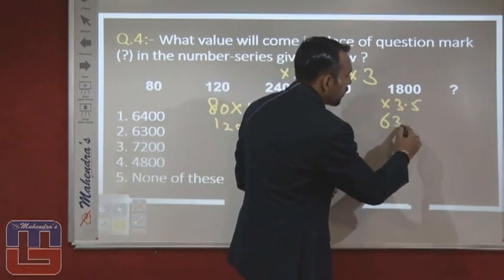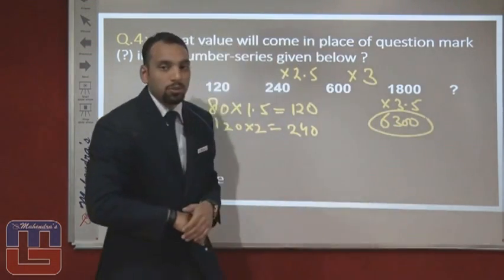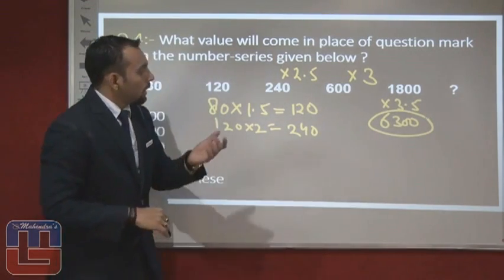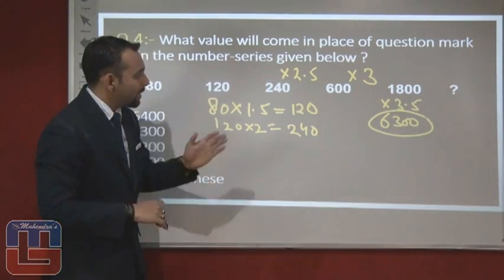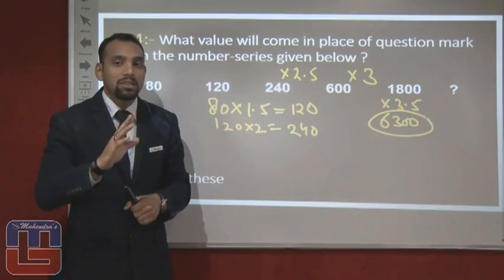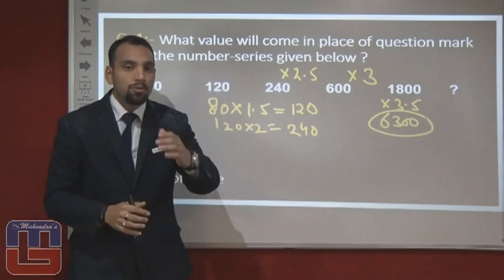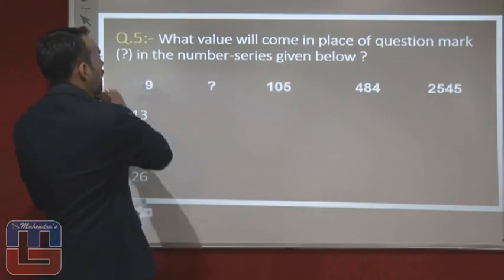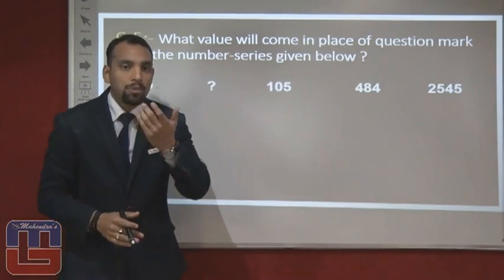So the answer will be 6300. We have seen the logic of this number series is the multiplication of 1.5, 2, and 2.5, increasing in order of 0.5. Now move to our next question. The next question is from number series.